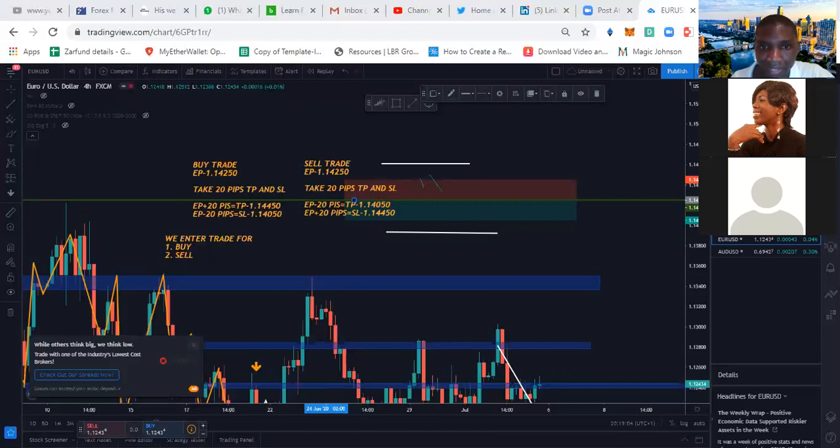Another pattern that is very important is the tweezer bottom and tweezer top. The tweezer bottom and tweezer top are also known as railroad. You will also hear railroad. Railroad may be easier to understand. So you have a bullish railroad and you have a bearish railroad pattern.